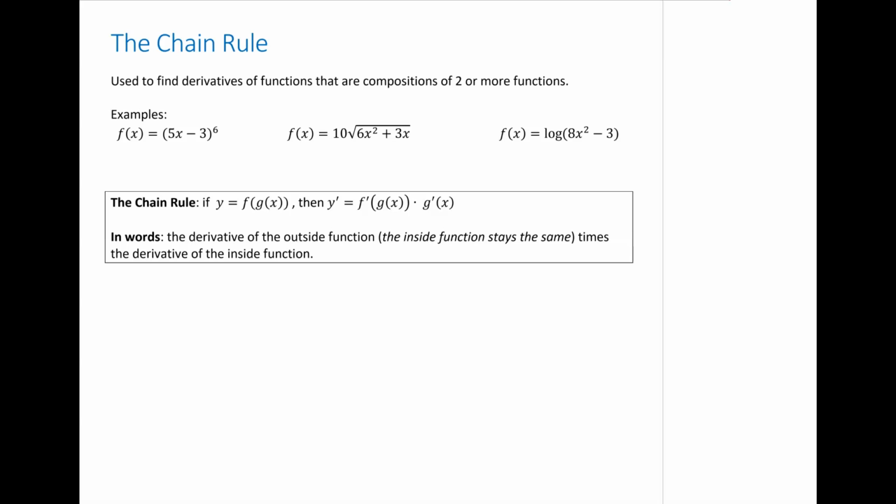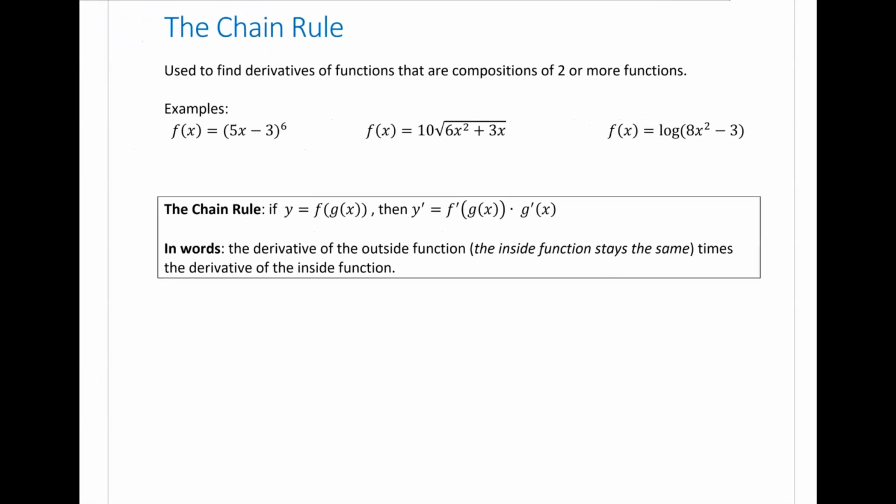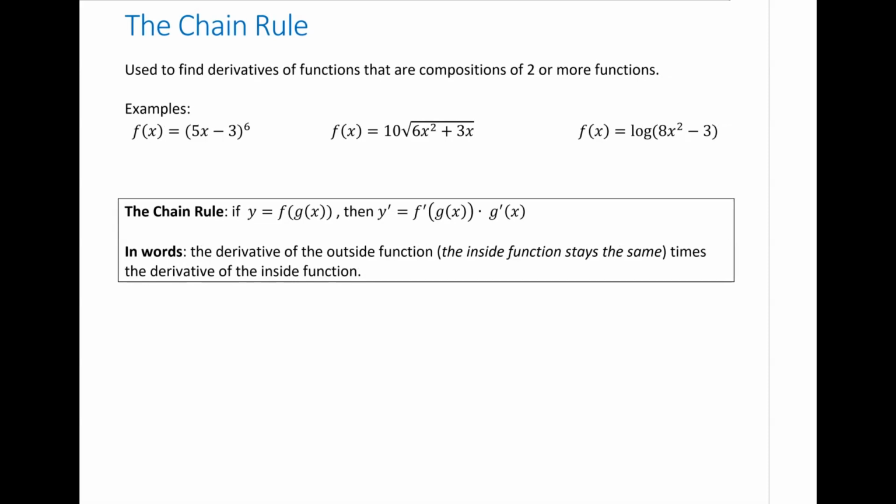We're going to talk about the chain rule, which is a rule for finding derivatives of functions that are compositions of two or more functions. What we mean by that is if the function you're trying to take the derivative of has essentially a function inside of another function, then we have to use this rule to do the derivative of it.